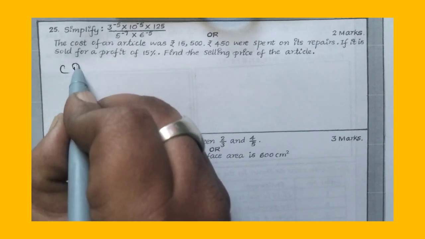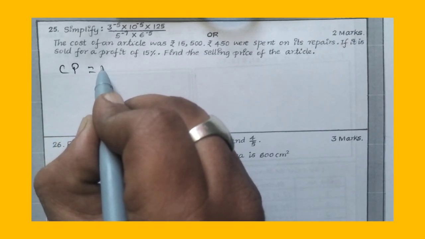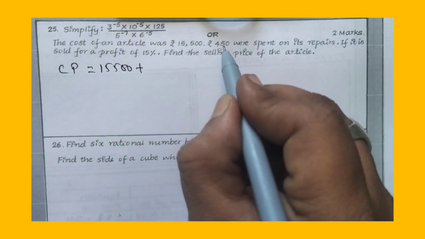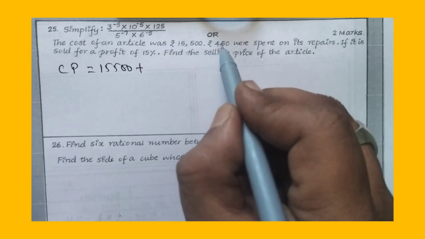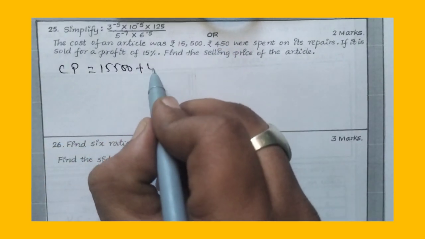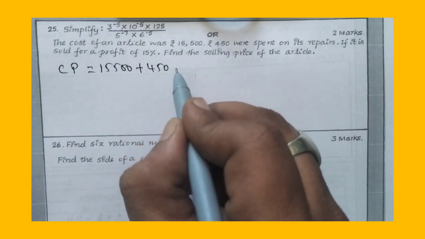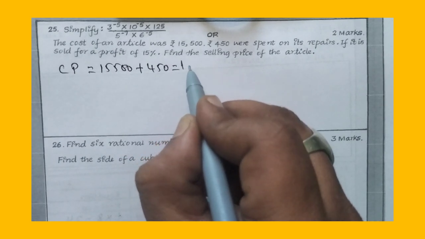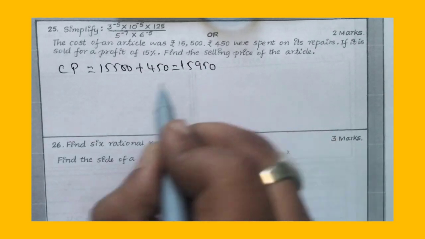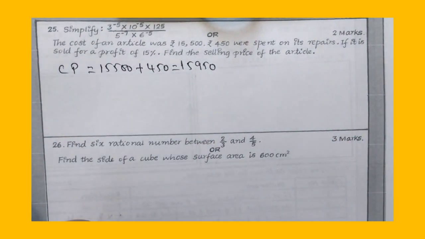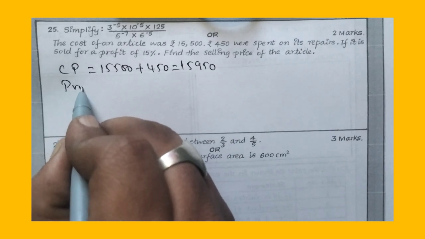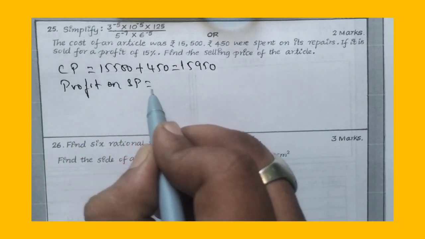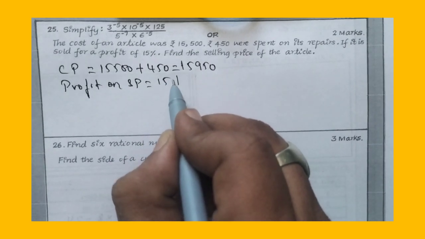So CP is equal to 15,500 plus the amount he has spent for repair, that should be added to CP only. So 15,500 plus 450 will be equal to 15,950 rupees, that will become the cost price. Then profit on SP. If we sell that article, we will get a profit of 15%.